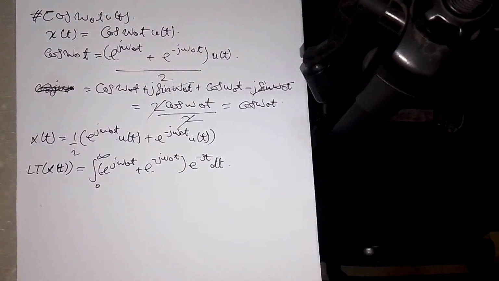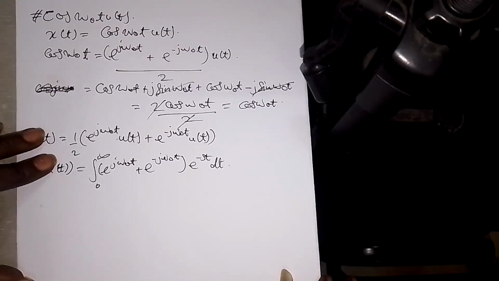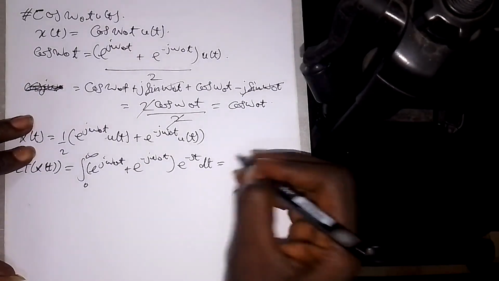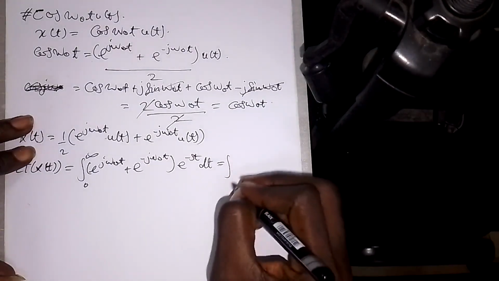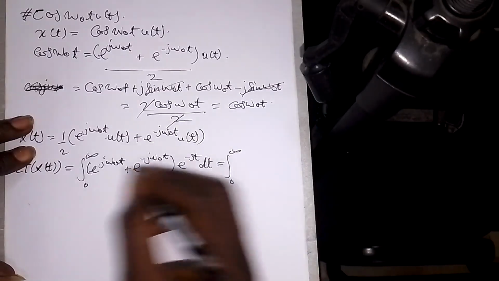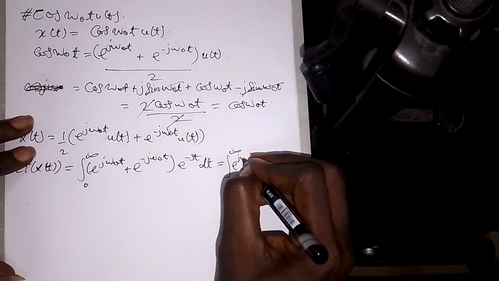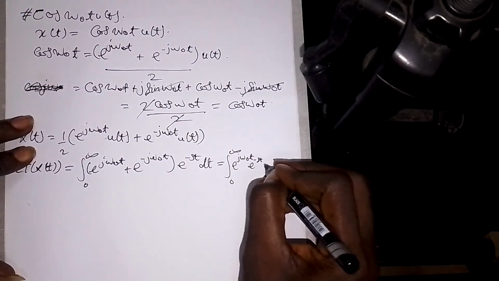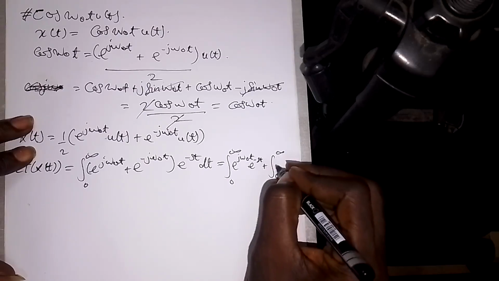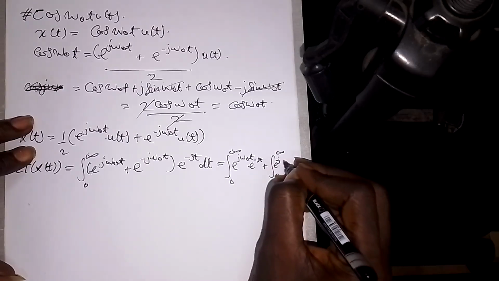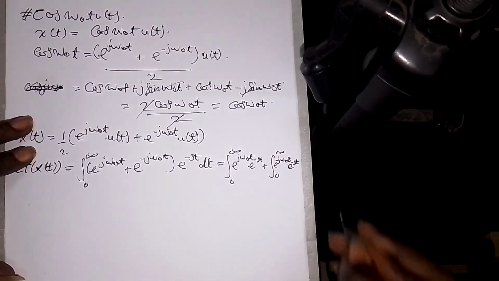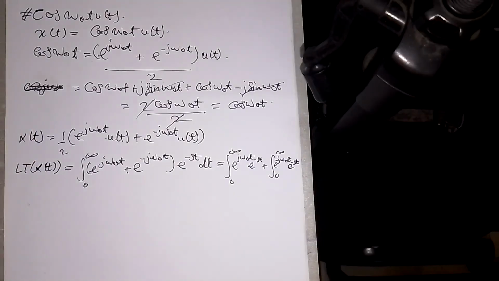Okay, so now if I am going to find the Laplace transform of this one, let me just break it down for you. I can have the integral from 0 to infinity of e^(j omega naught t) times e^(-st), plus the integral from 0 to infinity of e^(-j omega naught t) times e^(-st). So if I break it into two, this is basically what I'm going to get.